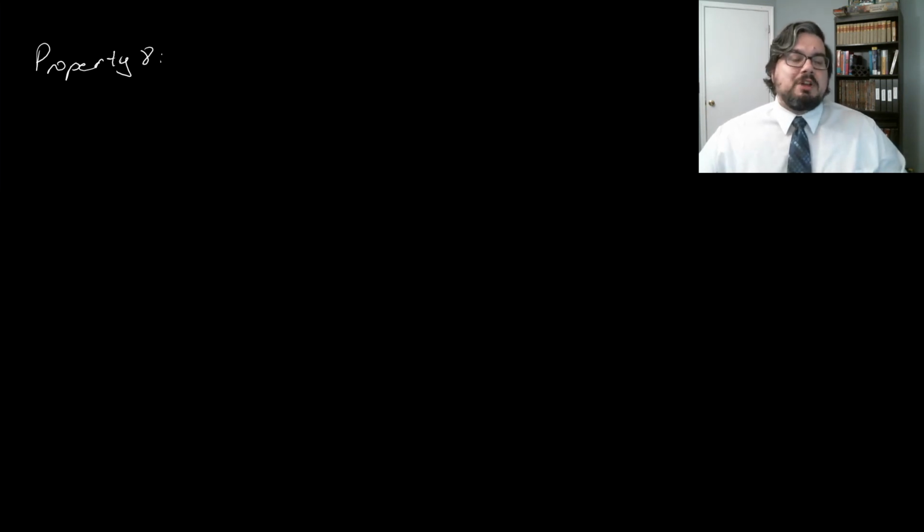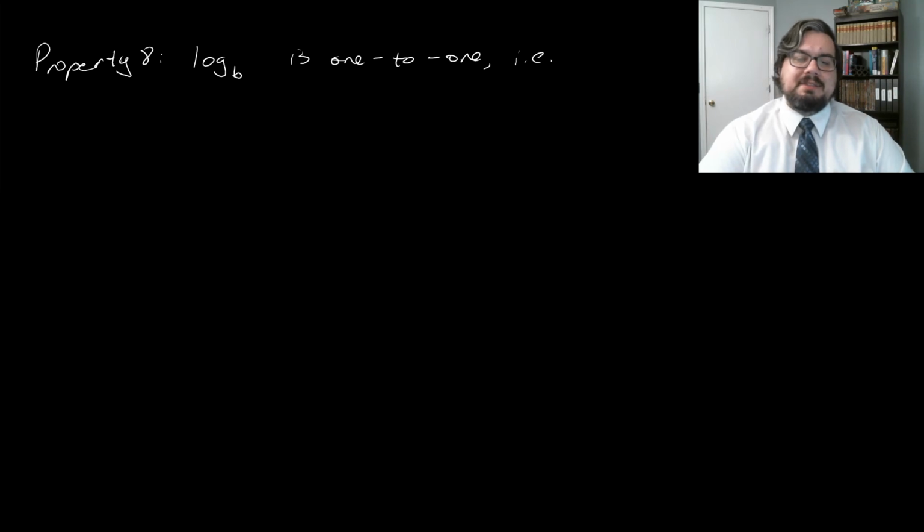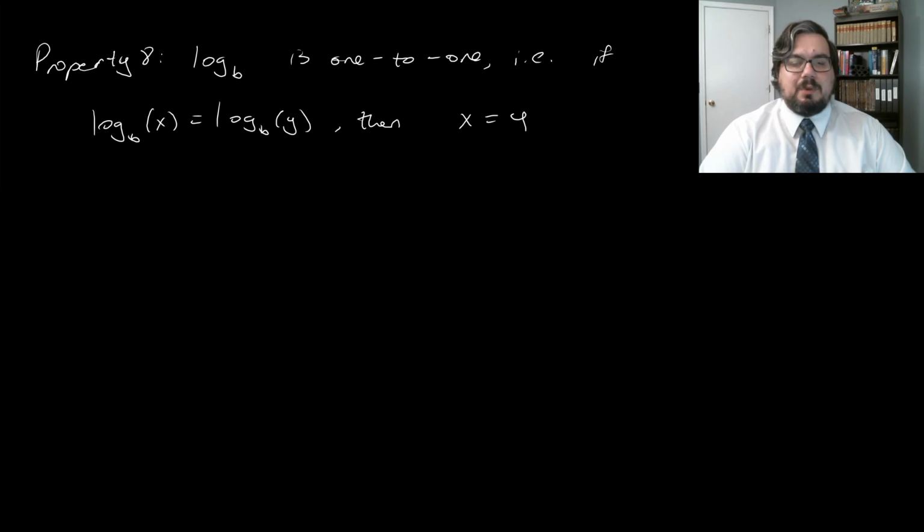But because the logarithms are inverses to begin with, they themselves have inverses. The inverse functions of the logarithms are the exponentials. And because the logarithmic functions have inverses, they are 1-to-1. We also saw that from their graph. So property 8 is that the logarithm function log base b is 1-to-1. That is, if the log base b of x equals the log base b of y, then x equals y.